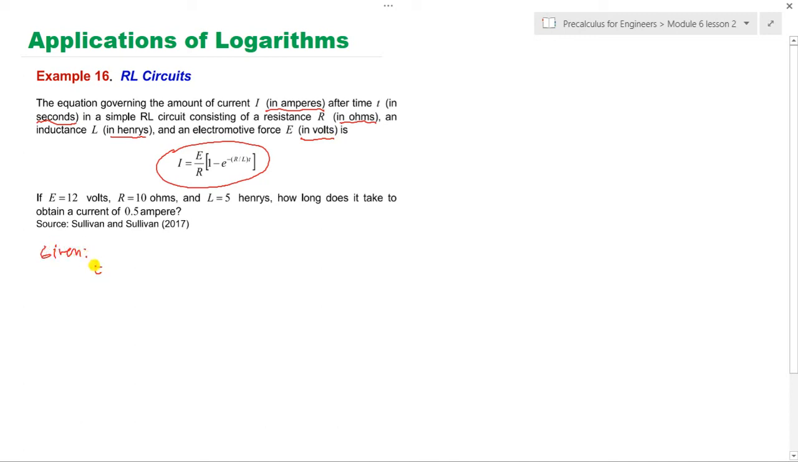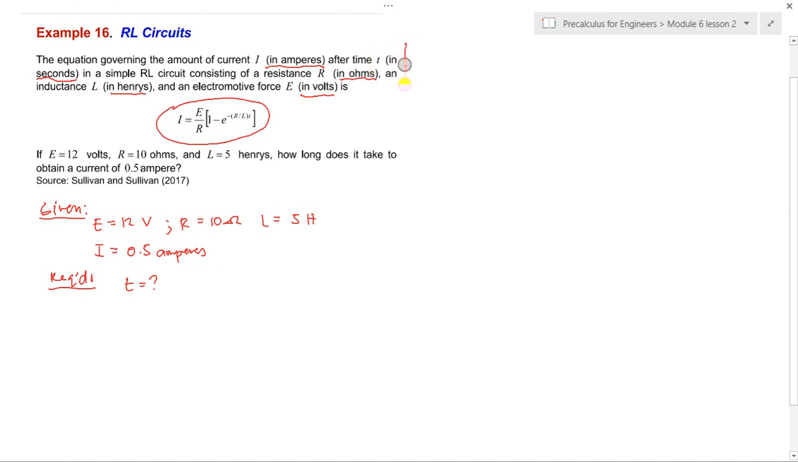If E is equal to 12 volts, R is equal to 10 ohms, and the inductance is 5 henries, 5H, how long does it take to obtain a current of 0.5 amperes? So our I is equal to 0.5 amperes. Okay, what is required? We are required to solve for the time. So the time is unknown. Solution.